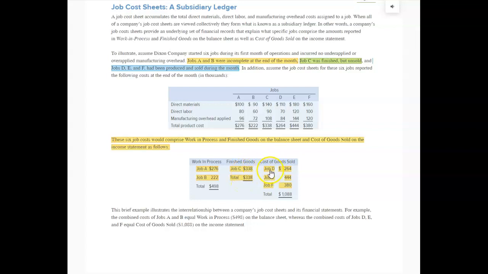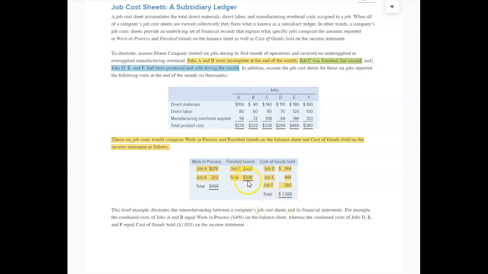Now it looks like we sold jobs D, E, and F, sold 3 of these. And so all the overhead cost, all the labor cost, all the materials cost for those jobs end up in the cost of goods sold account. They've already gone through work in process, finished goods, and now when you sell a job, the cost of that job is transferred to the cost of goods sold account. So this job for D, there's the 264, for E, the 444, and F, the 380. So our total cost of goods sold is $1,088. And again, this represents the cost of the jobs that we completed and sold this year.